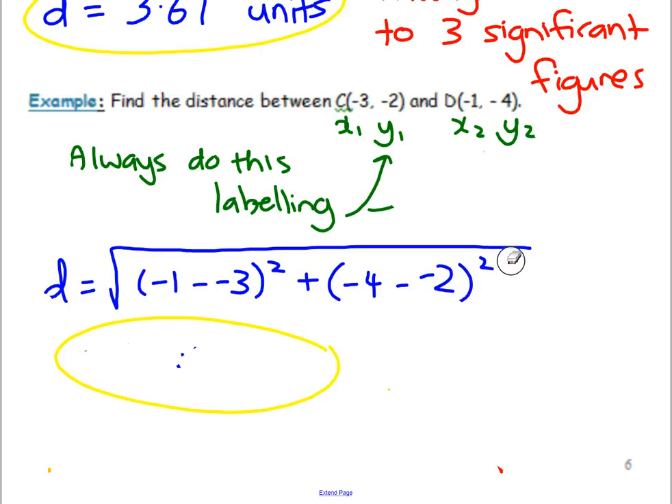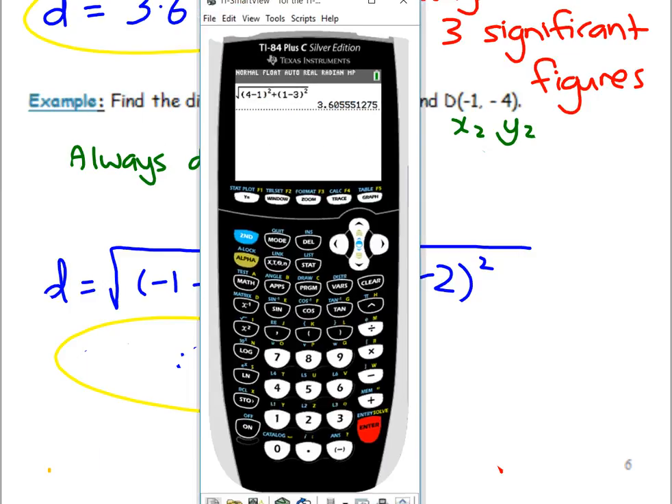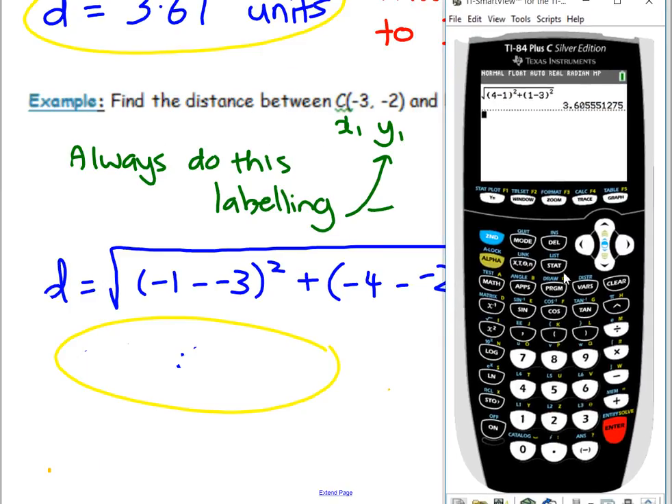This goes straight into your calculator like this. Can be a bit awkward, so just go really, really carefully. So what do we plug in? I'll do it on here, just to show you that you can plug it in just like this. So open your brackets, and it's negative 1, so I use the negative button instead of the minus. Negative 1, but then it's minus, use the subtract button, negative 3. Close brackets, squared, so it can be a bit awkward.